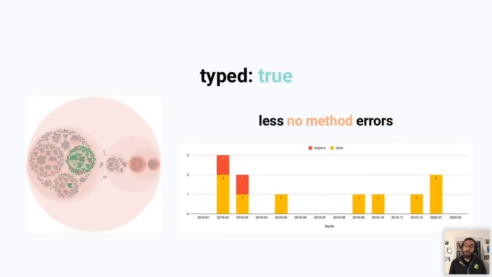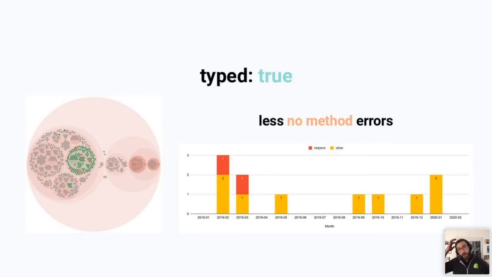Then we moved some of the files to type true. And again, at type true, you don't even need signatures yet. At type true, Sorbet will also check that all the methods you call in your application, in the files at type true, actually exist on the type you are calling them on.